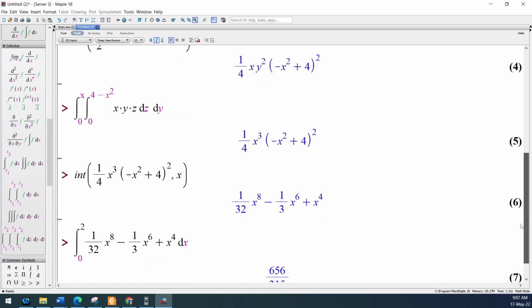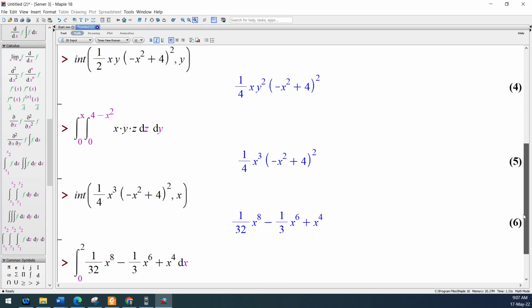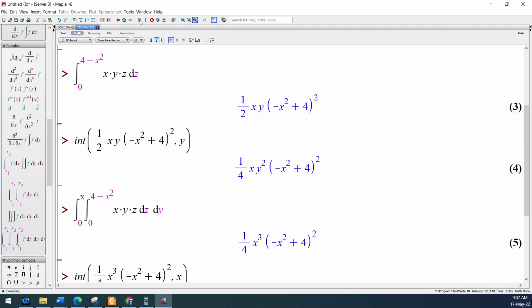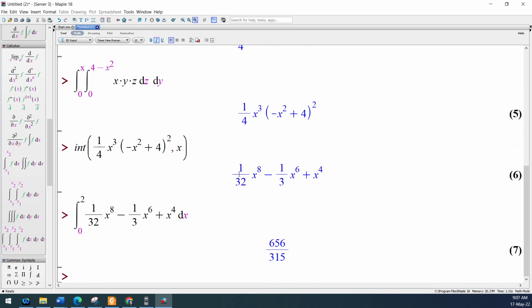And then now integrate this one with respect to x. This is the answer. And then integrate this one with respect to x, 0 to 2. These two I couldn't figure out why they cannot get the answer.